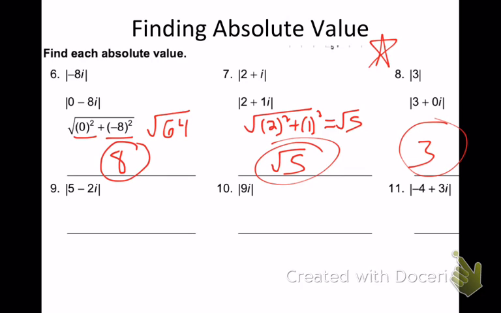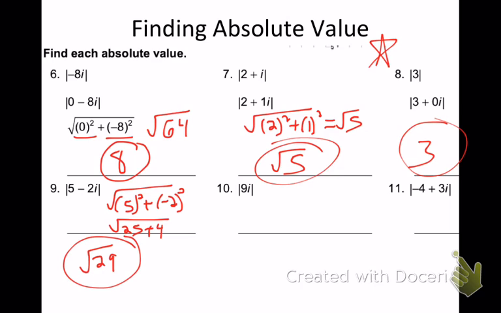9. Absolute value of 5 minus 2i. As I work this out, what do you think I'm going to have to do here? What do I have to use, Jake O'Connor? So square root of, what's 5 squared? Plus negative 2 squared, right? Square root of 5 squared is what? And negative 2 squared is? 25 plus 4 gets me square root of 29. Can that simplify? Nope. So there's your answer, square root of 29.